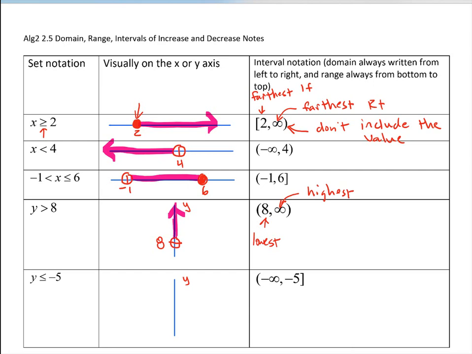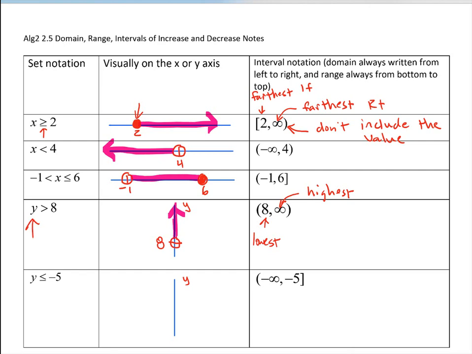Okay, so interval notation, remember if the variable is x, it moves left and right. If your variable here is y, then interval notation is going to move basically the lowest to the highest, or the bottom to the top. Okay.